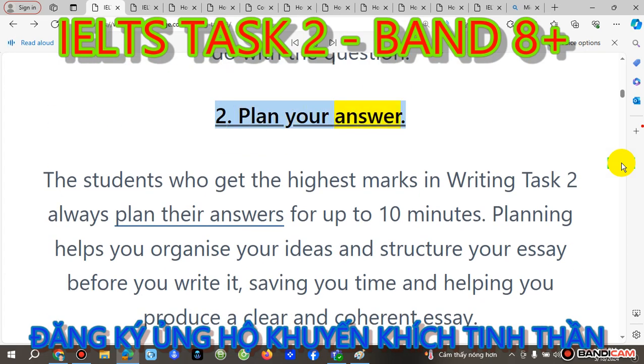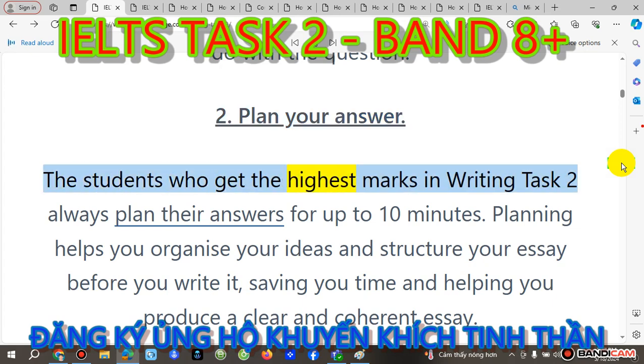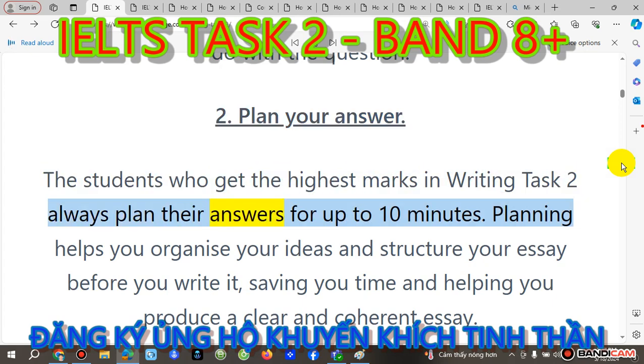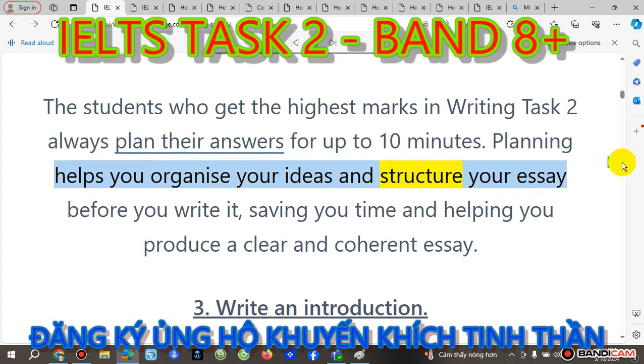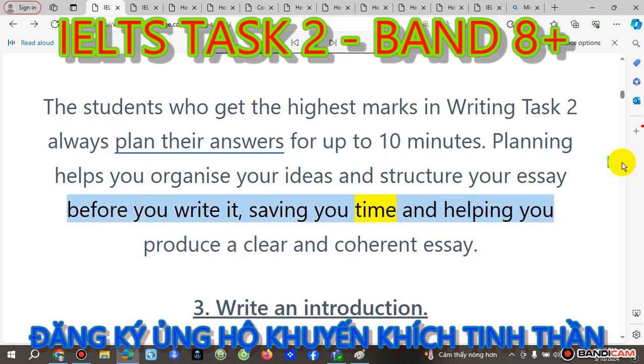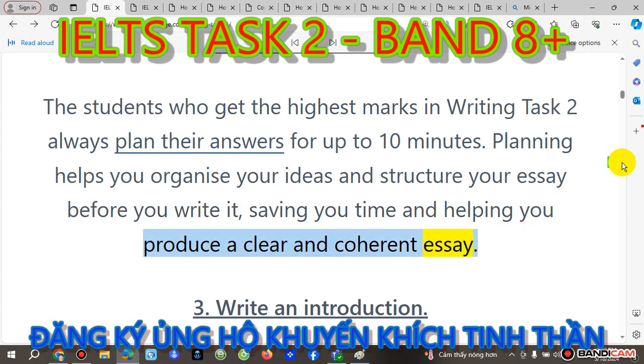2. Plan your answer. The students who get the highest marks in Writing Task 2 always plan their answers for up to 10 minutes. Planning helps you organize your ideas and structure your essay before you write it, saving you time and helping you produce a clear and coherent essay.